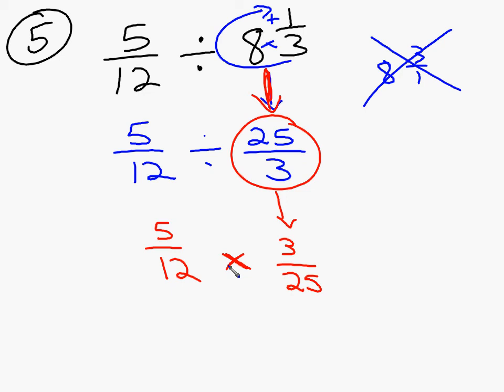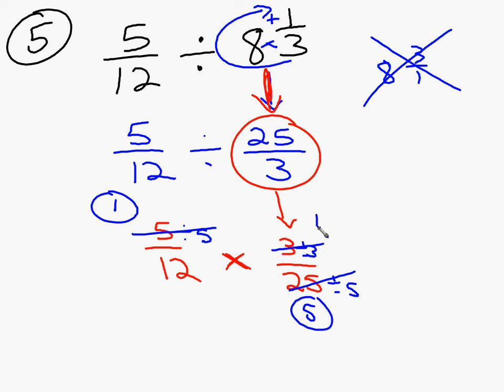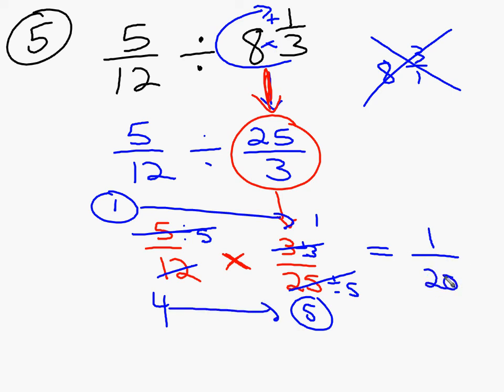Now we're ready to do our division. So I can divide both of these, our factoring, divide both of these by 5. That becomes 1. That becomes 5. I can divide both of these by 3. That becomes 1. That becomes 4. And now we're ready to multiply across. 1 times 1 is 1. 4 times 5 is 20. 1/20.